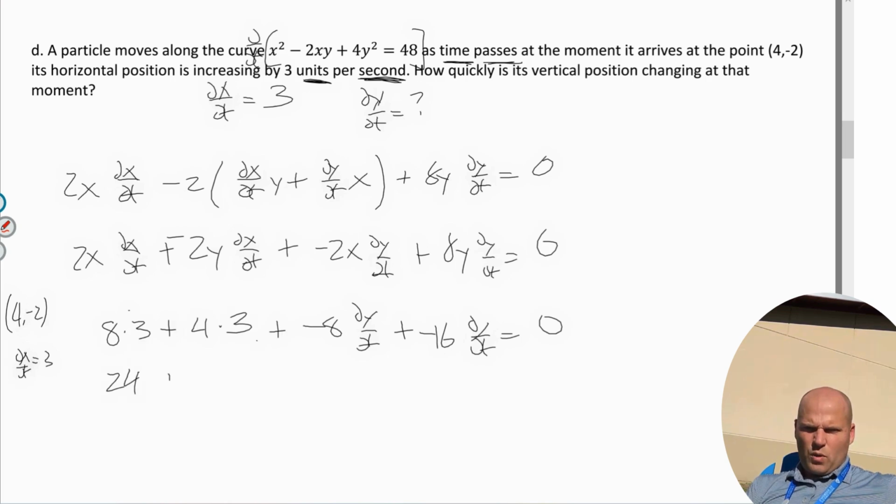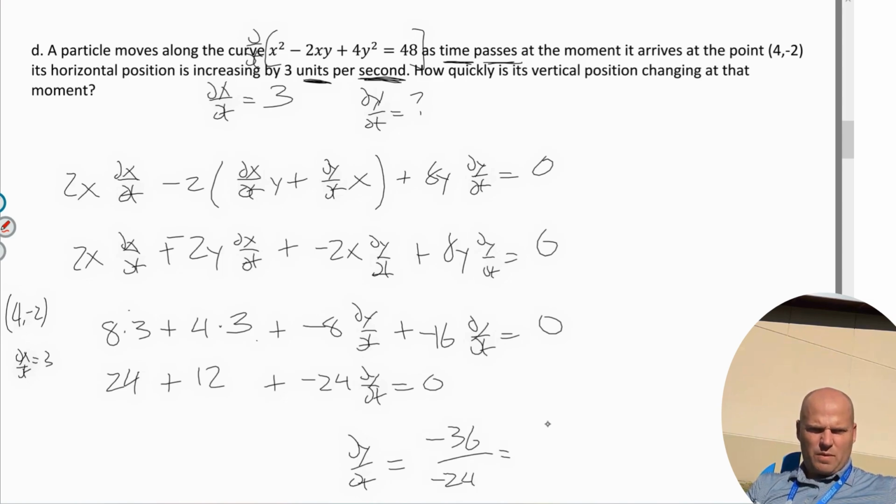I get 24 plus 12. I get negative 24 dy/dt's. I'll subtract the 36 and divide by the negative 24, giving me positive... what goes into 24? 12 goes in. Positive 3/2.